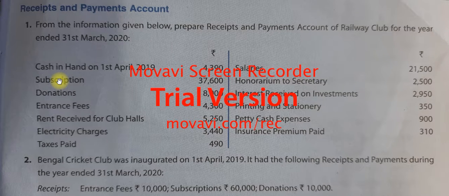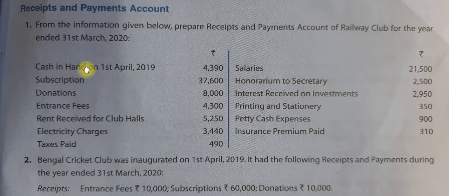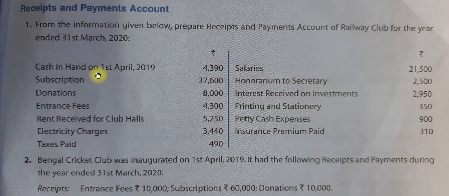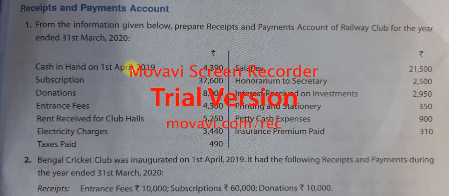Now we will go one by one. Cash in hand on 1st April 2019, 4,390. This is the opening cash balance. I told you in the previous session, receipts and payment account will begin with the opening cash balance including bank balance. Here they have provided cash in hand. So where will it come? Good. Receipts and payment account, debit side, that is the receipt side, to balance brought down.